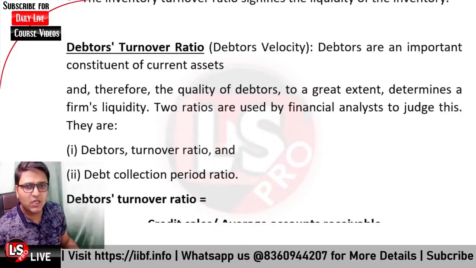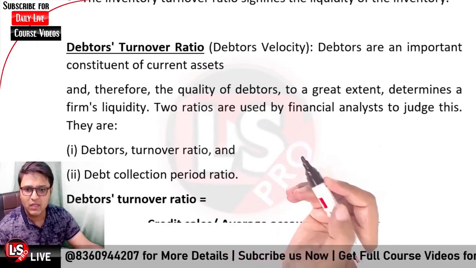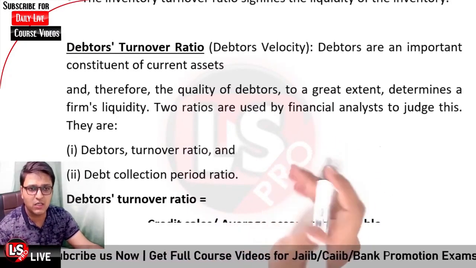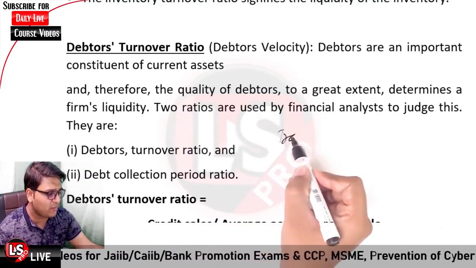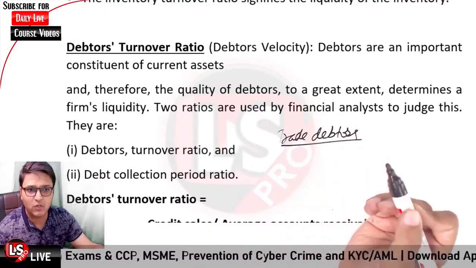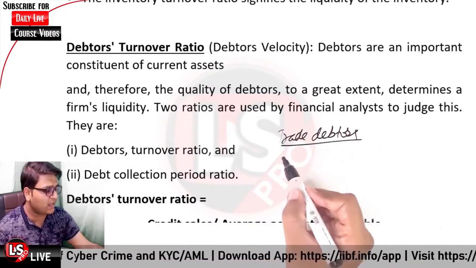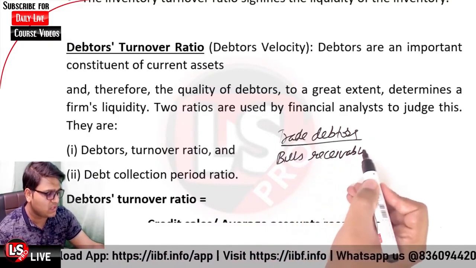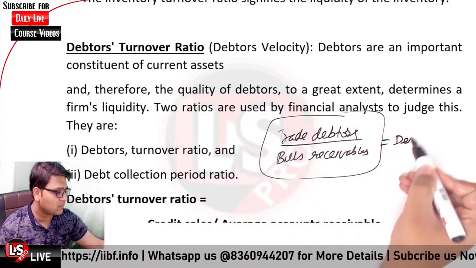Then it is regarding the debtor turnover ratio. We know debtors are very important, and in the case of banking and in the case of companies, when you are doing business you have to give credit. It could be the case that you have trade debtors, and it could be that you have drawn a bill of exchange and those are accepted, and in that case those would be your bills receivable. So these all are your debtors.